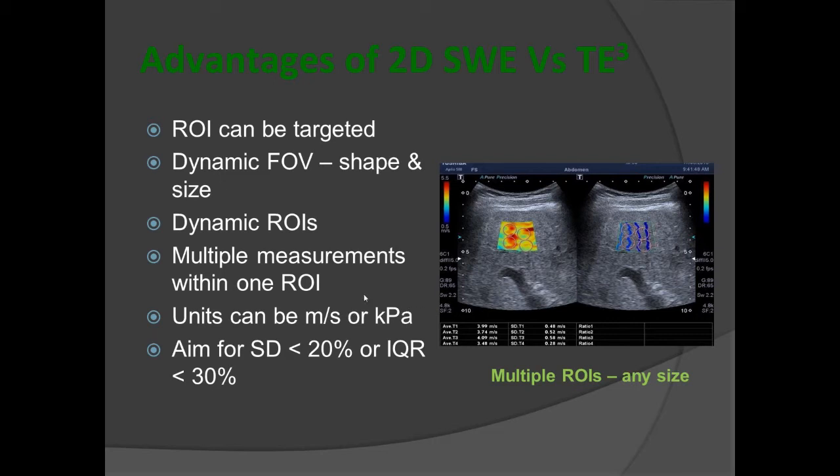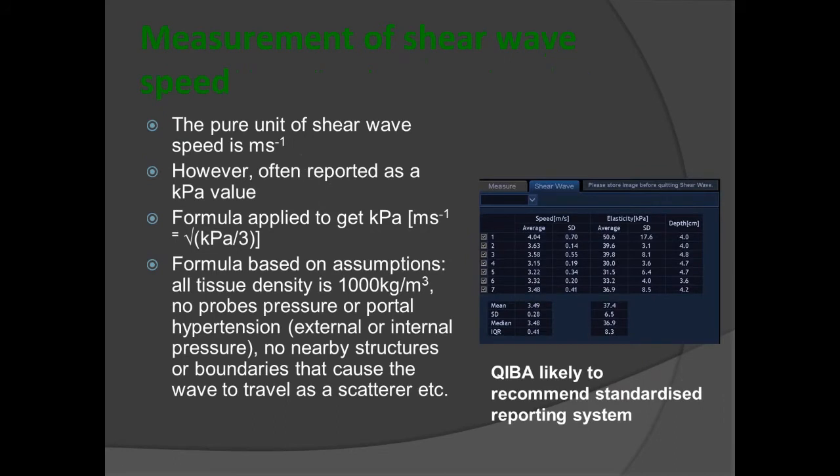Another advantage of 2D shear wave over the Fibroscan is that it's not blind. You can get a region of interest, drop it into the liver at an appropriate depth, and take not just one but multiple samples. You can change the field of view, knowing the physics behind 2D shear wave. You can change your regions of interest. You can make them small or large to avoid vessels, and take multiple measurements.